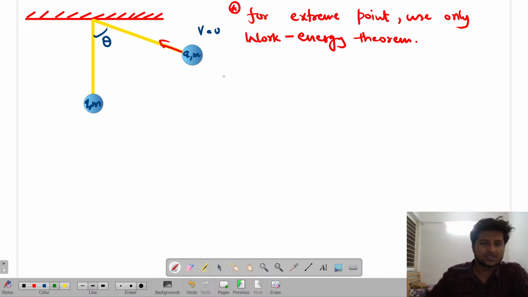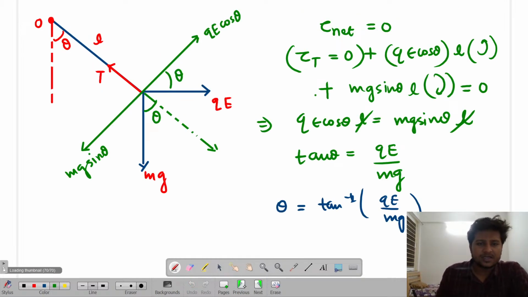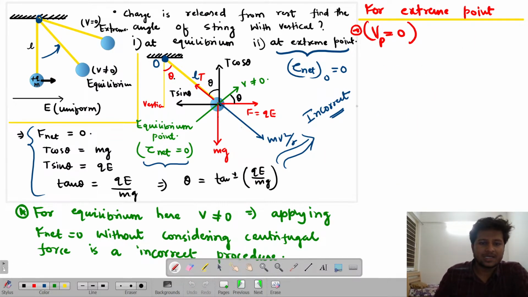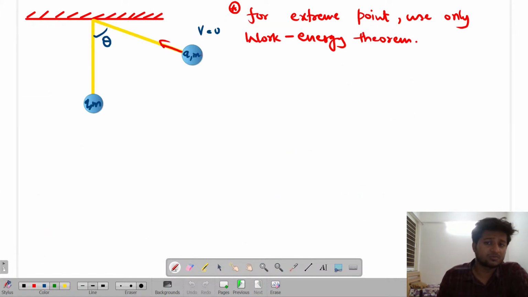And this is that last question, that in equilibrium we can balance, we can still write force net equal to zero and torque net equal to zero, and we can do all these calculations. But in extreme point we can't apply those equations. Why? Because velocity is zero, but force is not equal to zero. So how to solve it? We must apply work energy theorem to solve that. Is that clear or not?